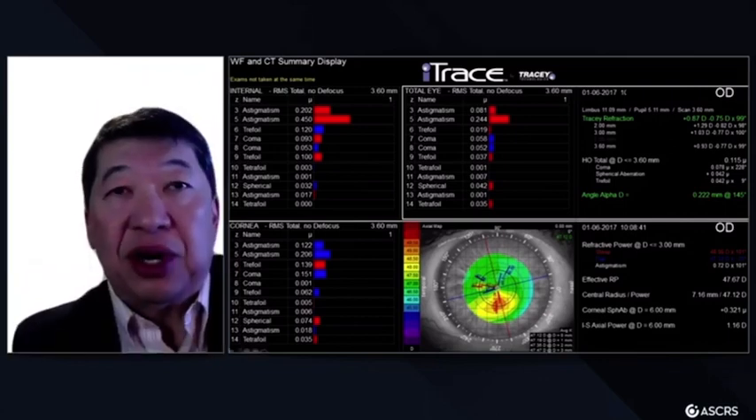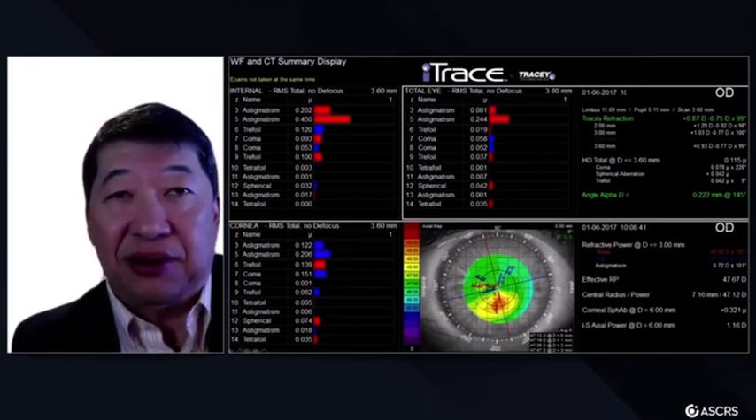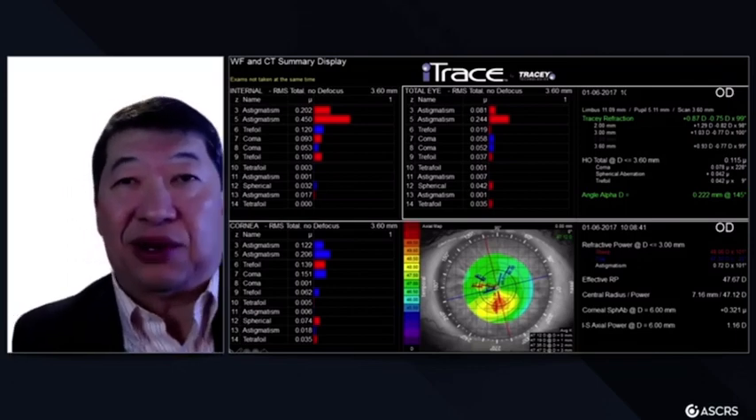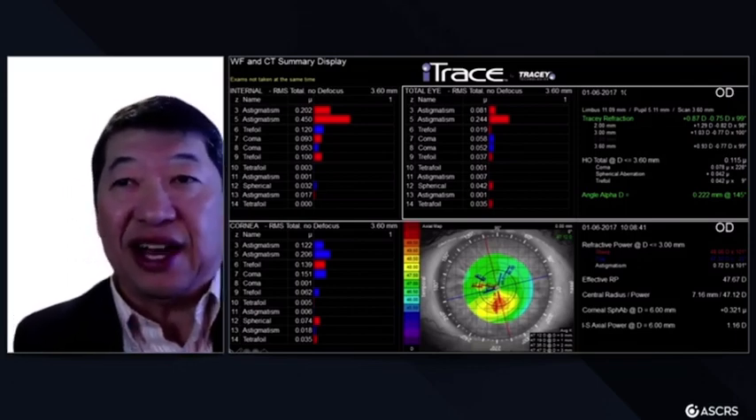So when I first got this in 2007 or 2008, I worked with Tracey because, as a cataract surgeon, I just want one sheet to look at.